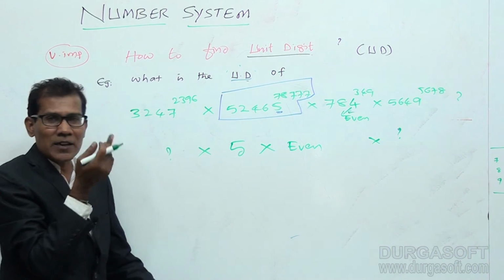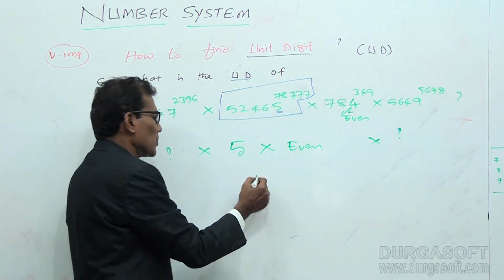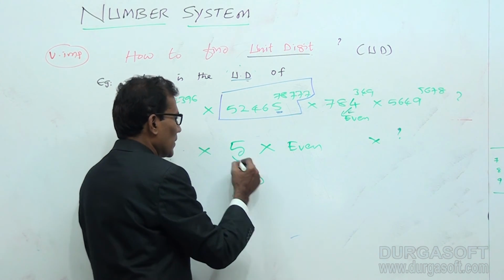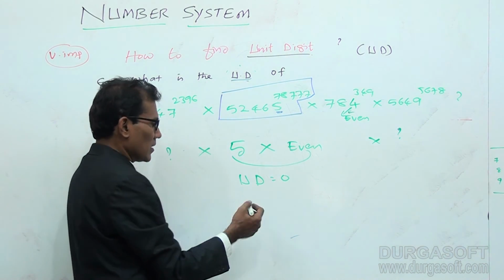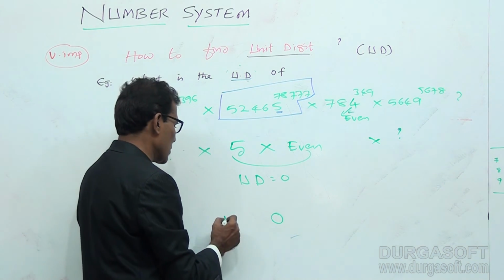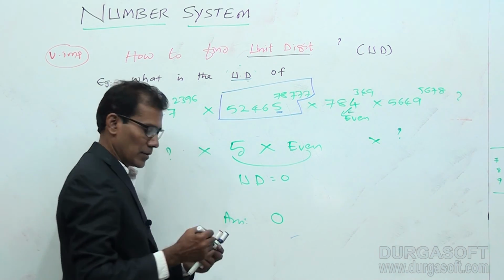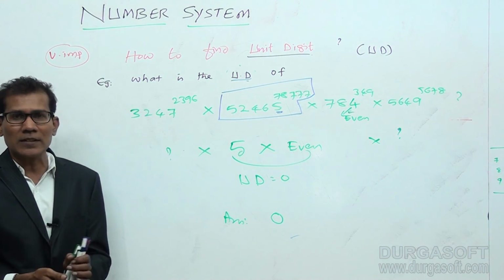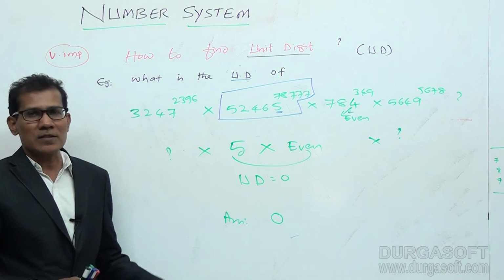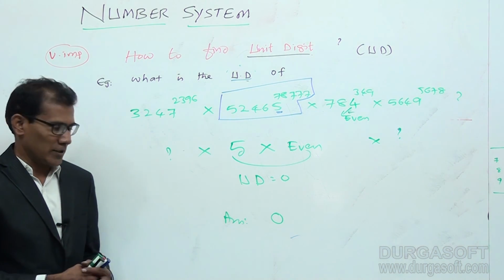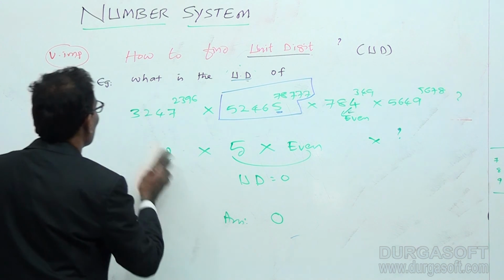When 5 into any even number, the unit digit is going to be 0. For this, the unit digit is 0. Then 0 into any other numbers, don't worry, that is going to be 0. So your answer is 0. So like this, by using logic, we can find out the unit digit. This type of question is very important in any competitive examinations. This is all about how to find the unit digit.